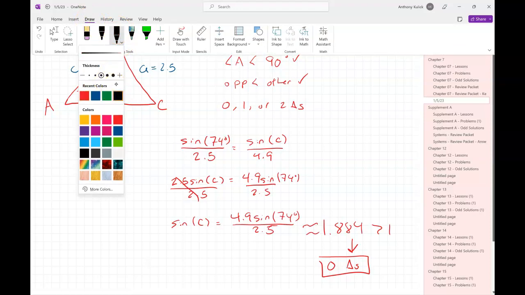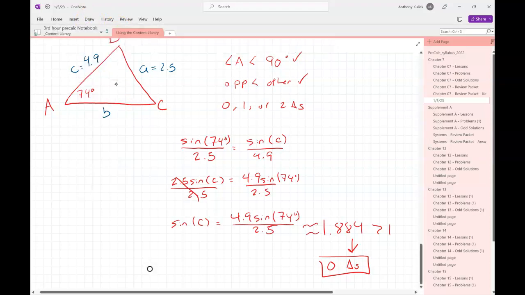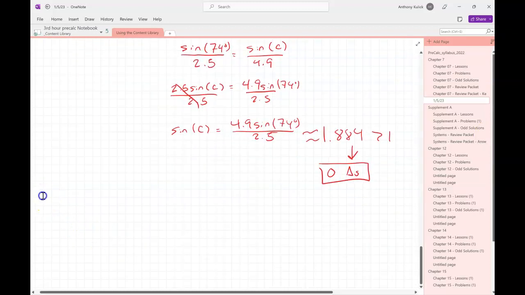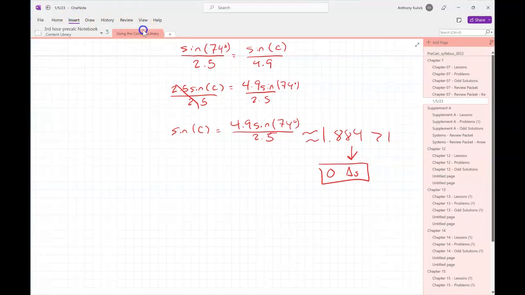What happens if it equals 1? Then there's just one triangle possible. Yep. So let's look at what we would do if we actually want to solve one of these situations where there's two triangles, right?